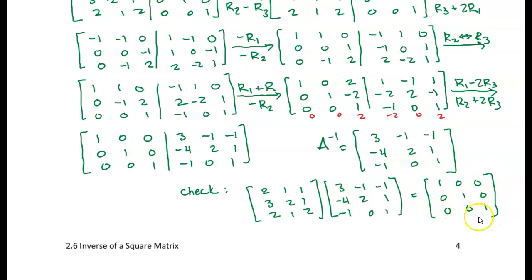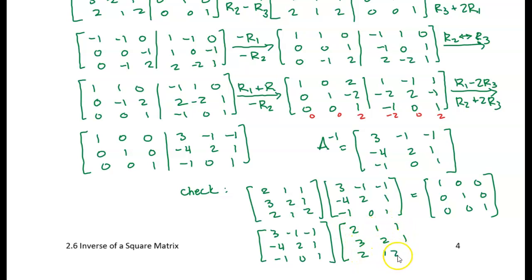Of course, that's not enough. You have to do it both ways. So we have to take A inverse times A. So 3, negative 1, negative 1, negative 4, 2, 1, negative 1, 0, 1, and we'll take it times 2, 1, 1, 3, 2, 1, 2, 1, 2. And that also should be the identity matrix. 1, 0, 0, 0, 1, 0, 0, 0, 1. All right, so you can check that for yourself, but it should work.